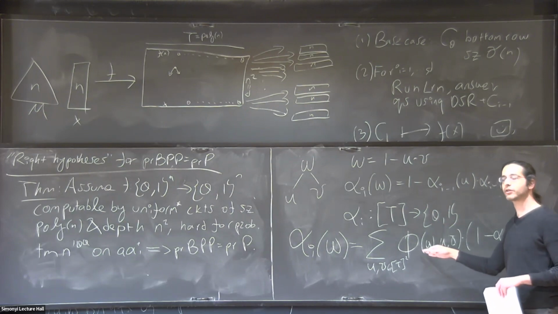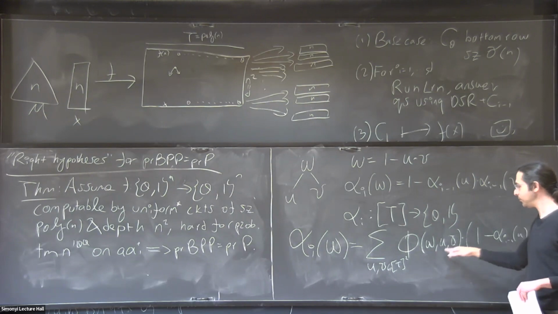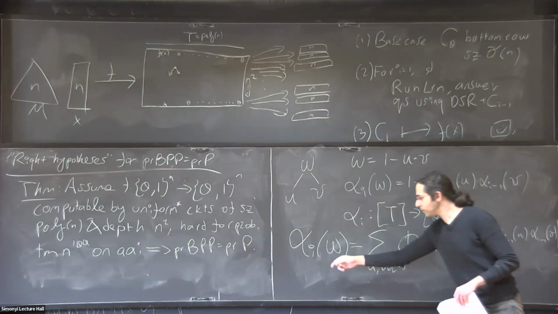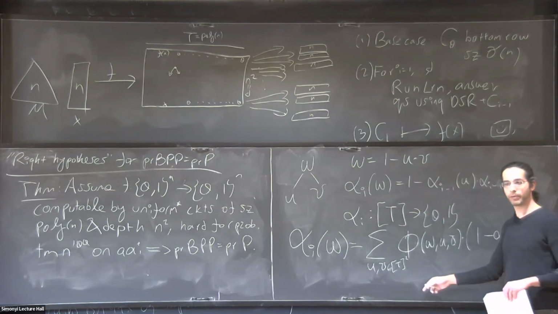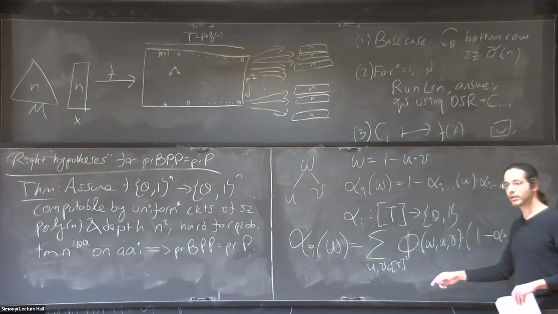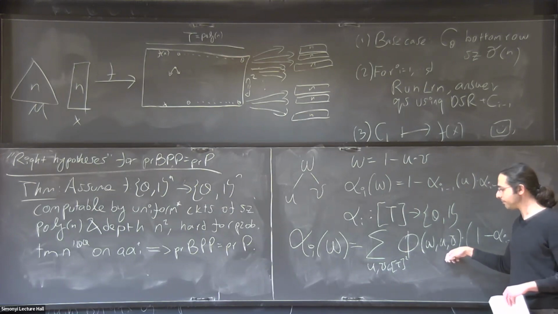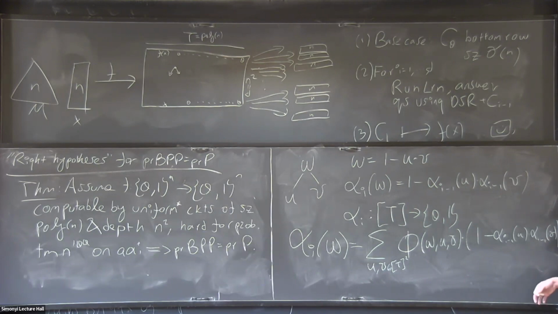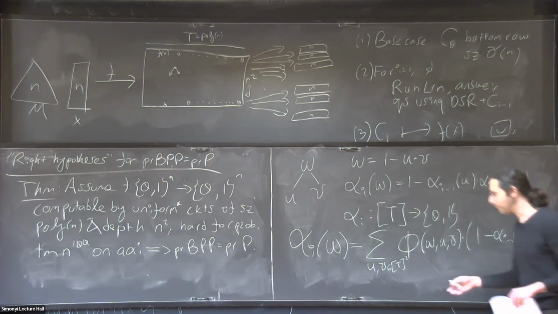Phi is the circuit structure function. So phi takes the names of W, U, and V and says 1 or 0 according to whether or not U and V fit into W. So we are summing over all pairs of gates. We're asking whether or not this is the pair of gates that fit into W, and if it is, we're outputting the right thing. And now I'm ready to arithmetize.